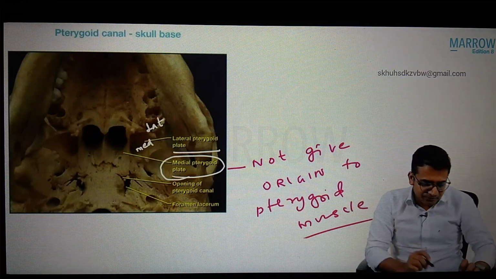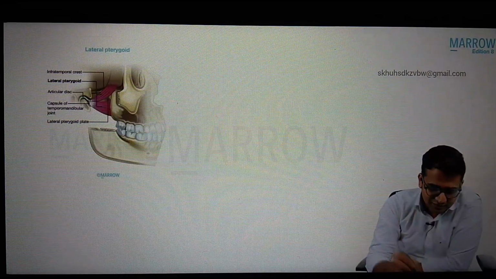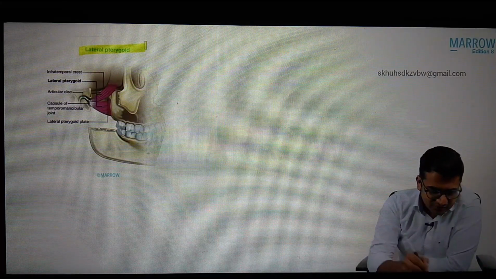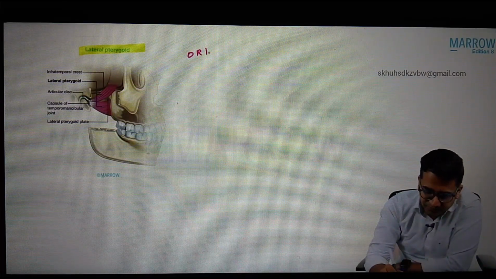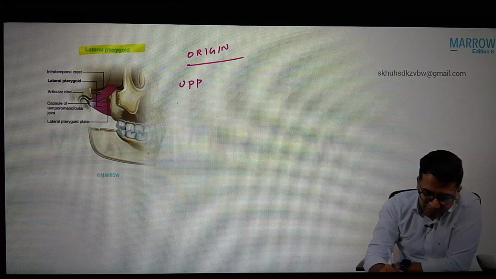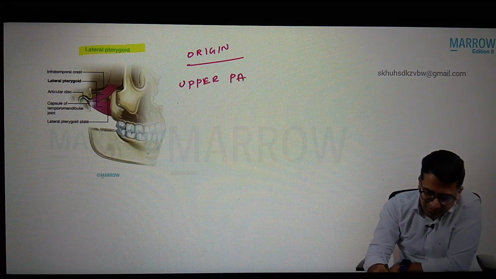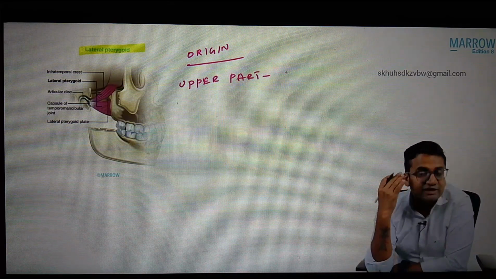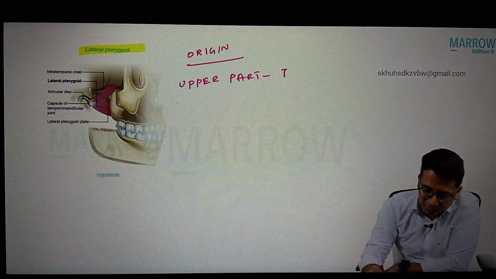That is the point. Now see the lateral pterygoid muscle. For the lateral pterygoid muscle origin, the upper part of the muscle takes origin from the infratemporal crest in the sphenoid bone.